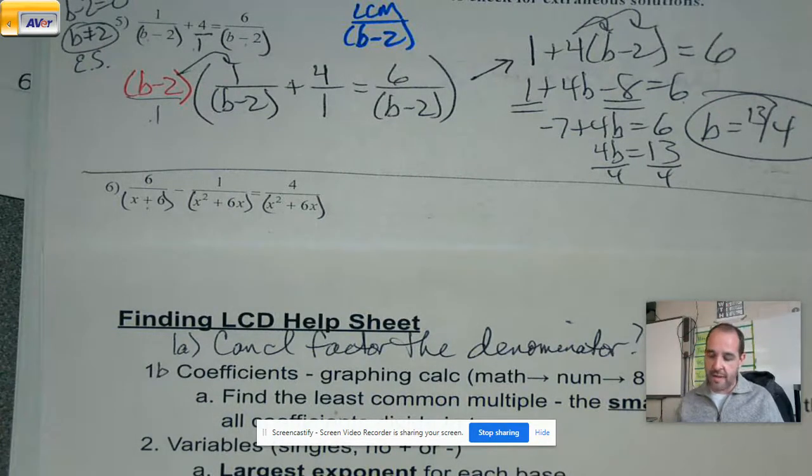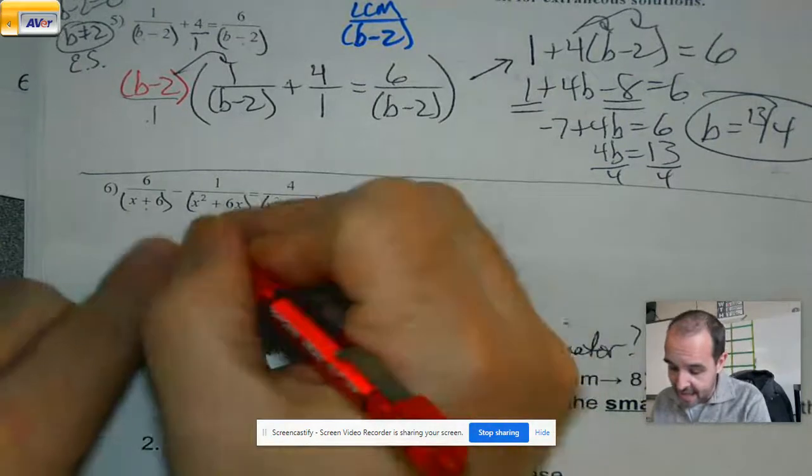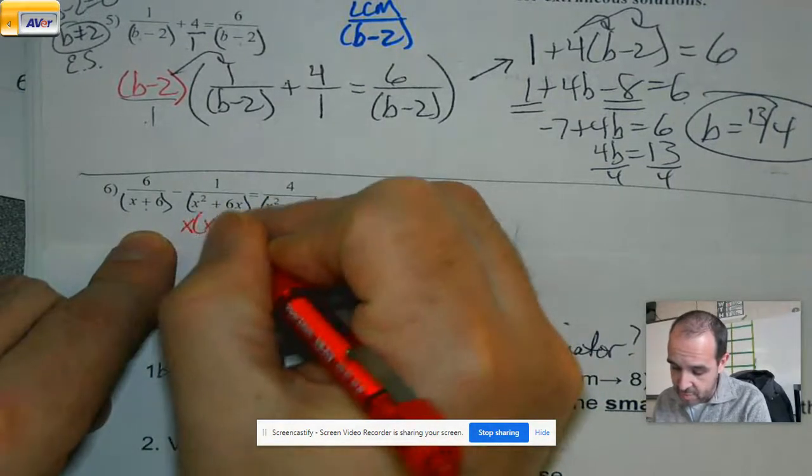So I look at the first fraction, x plus 6. I can't take anything out of there. It's no big deal. But those last two, do you see anything in common? I do. I see an x that I can take out.